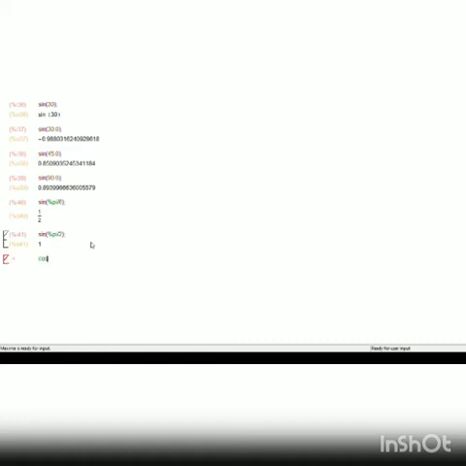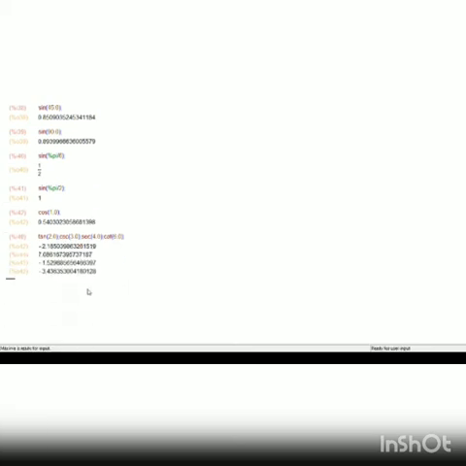Then similarly you can write cos of 1. See, tan of say 2.0. Then cosecant of 3.0. Then secant of 4.0. Then cot of 5.0 or 6.0. Okay, anything will be fine. This gives you the values. Okay, so this is how you can verify the trigonometric function.